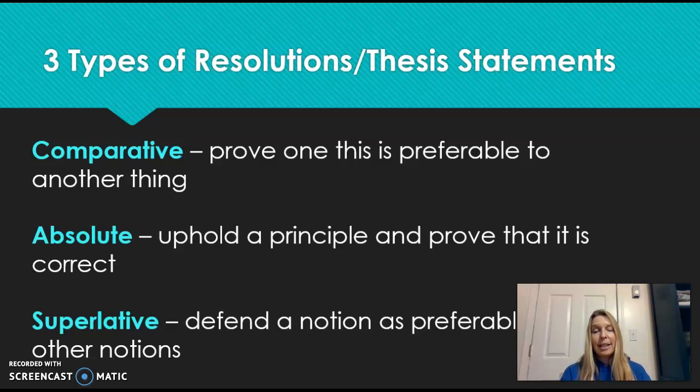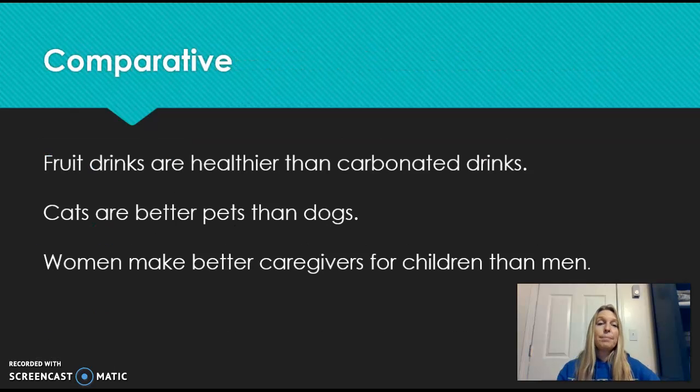A comparative essay is where you're trying to prove one thing is preferable to the other. An absolute is when you're upholding a principle and proving that what you're saying is true. The third kind of thesis statement or resolution is superlative. This is the most rare because it is the broadest and the hardest to defend. You're saying that this one thing is better than all other things. Let's take a look at them a little more closely.